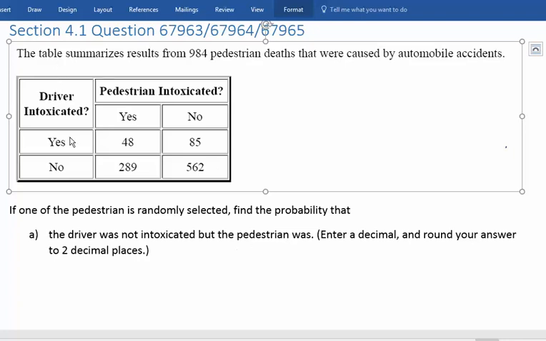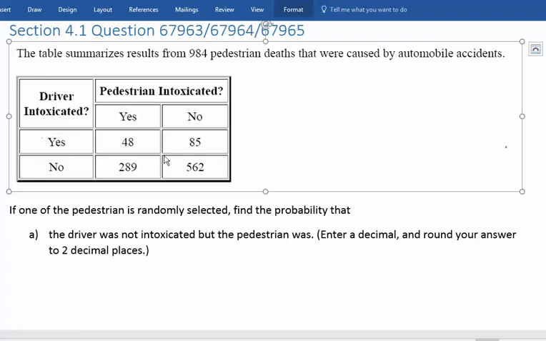This table below summarizes the result from 984 pedestrian deaths that were caused by automobile accidents. Let's look at the columns first. The first column means during the automobile accident, the pedestrian was intoxicated. And the second column means the pedestrian was not intoxicated.